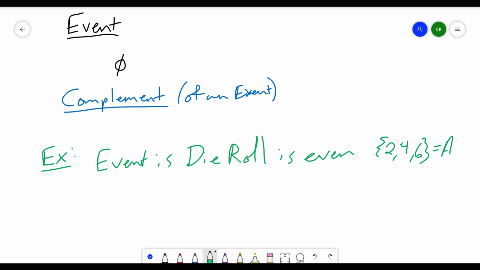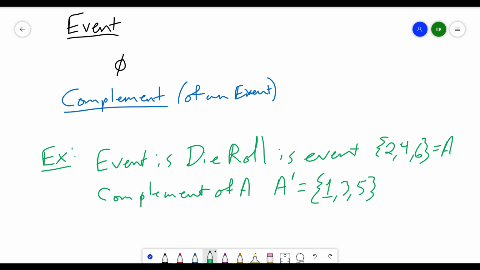All right. So when I talk about the complement of event A, which we write A with a little apostrophe after it, it is all of the elements in my sample space that are not in my event. So my sample space, remember, had the numbers 1 through 6, so my complement of A is 1, 3, and 5, because those are the 3 numbers in my sample space that are not part of the event.